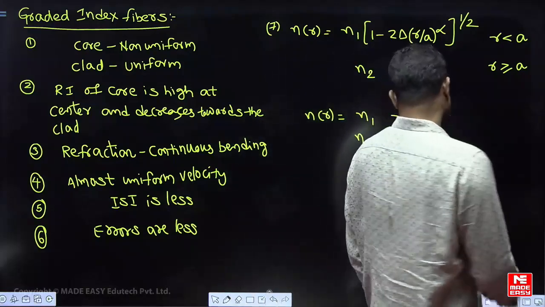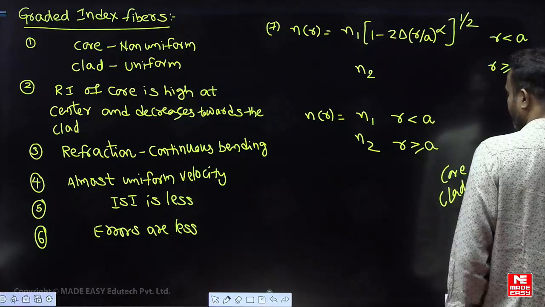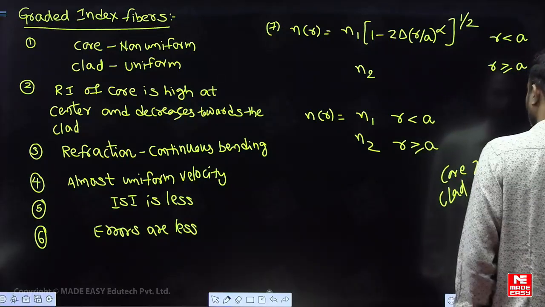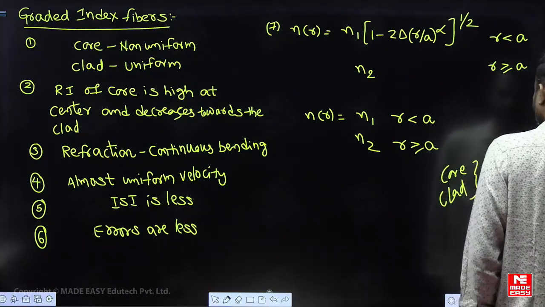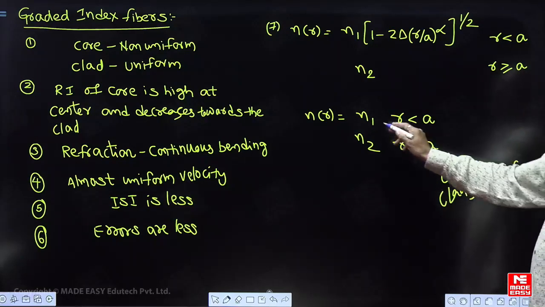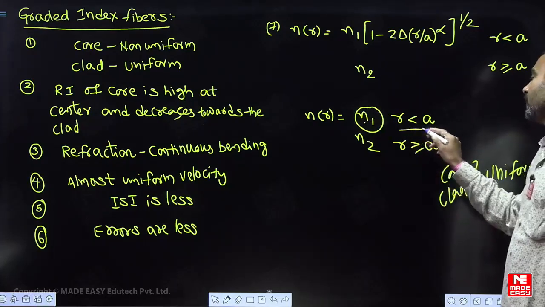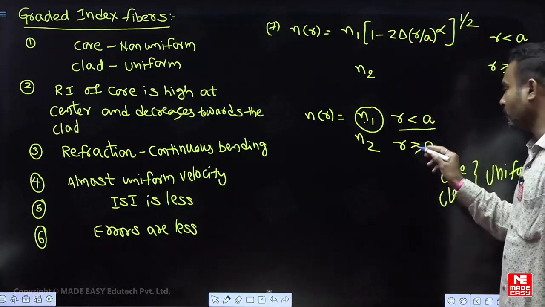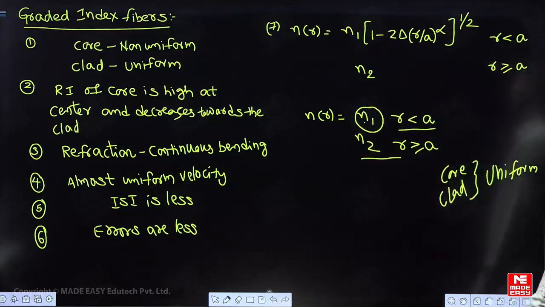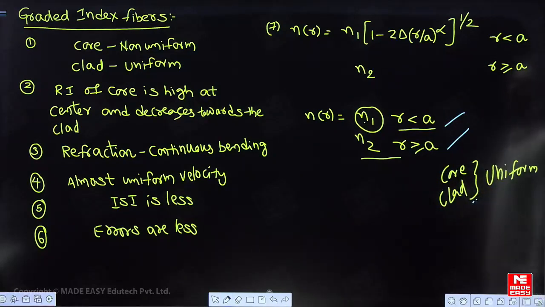Then what you studied in the classroom, in yesterday's class, is that the core refractive index and the clad refractive index are uniform. Students will understand very clearly that both are not changing; they are uniform for the entire value of the radius of the core, and also uniform for the entire value of the clad.